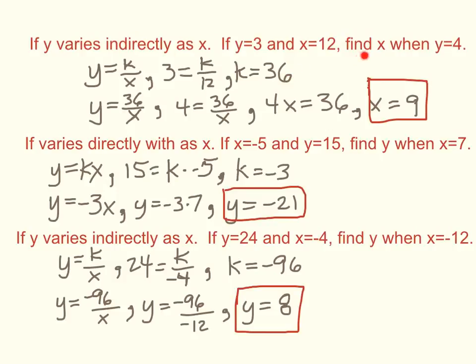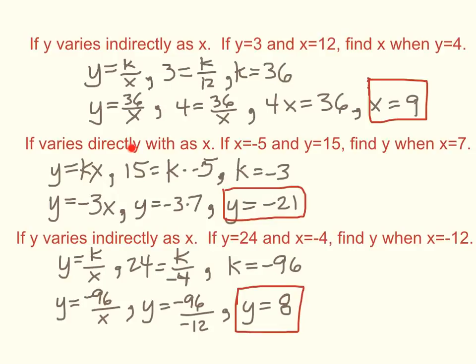And so then I set up the problem to find x when y equals 4. I've plugged the constant in: y equals k over x, so y equals 36 over x. Then I plug in the 4, which I know is the y value, and I solve this for x. Multiply x to both sides, then divide both sides by 4, and I find that x equals 9.